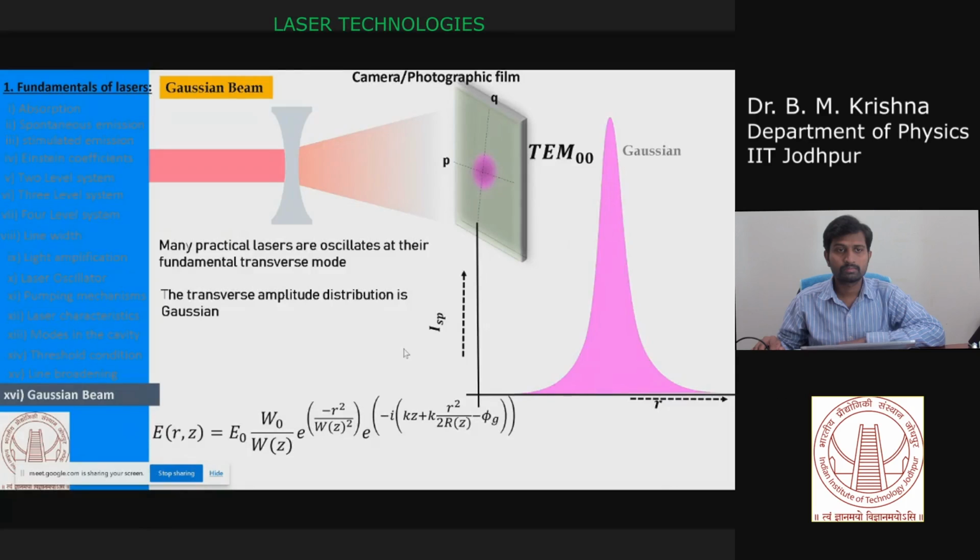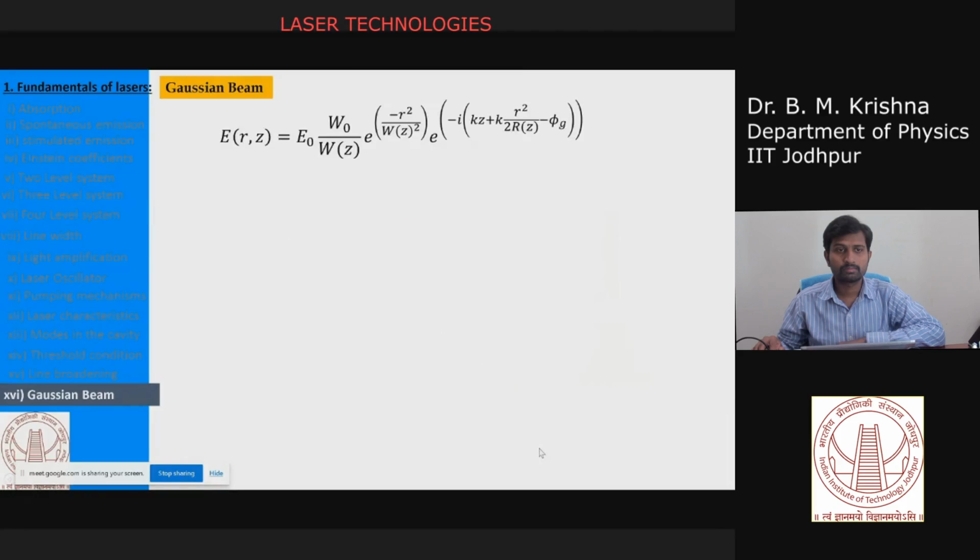Now you can represent this in an expression form. E of r, z, where r is the radial distance and z is along the propagation direction. Your electric field will be distributed like this: E naught, which is the amplitude of the electric field, times W naught by W of z, e power minus r square by W of z square, and e power minus i k z plus k r square by 2 R of z minus phi g. We will go through it in detail one by one.